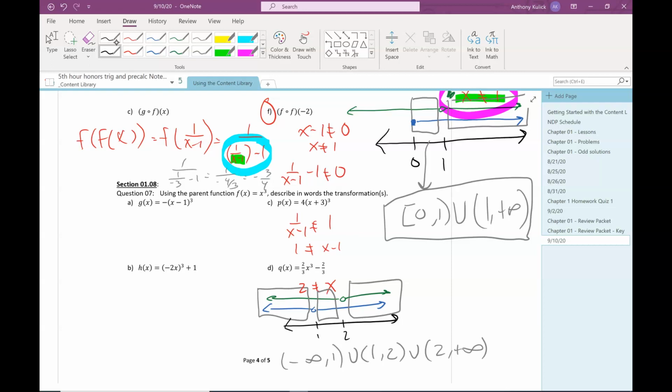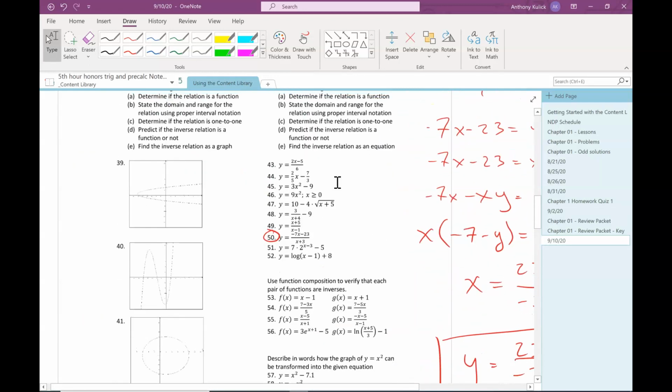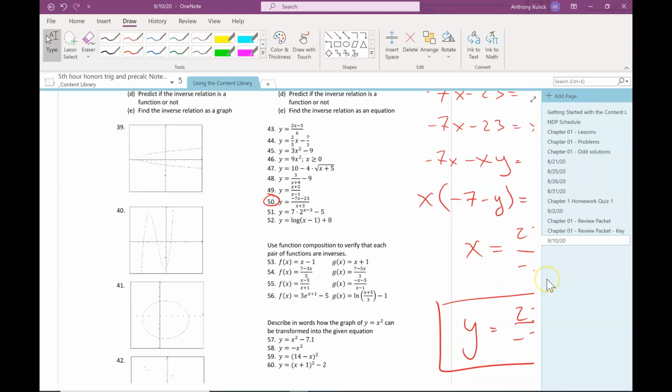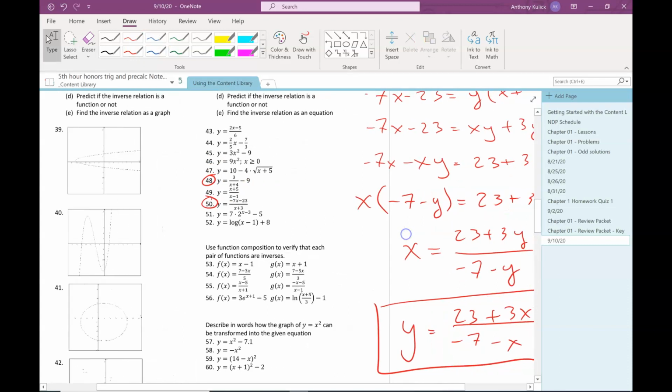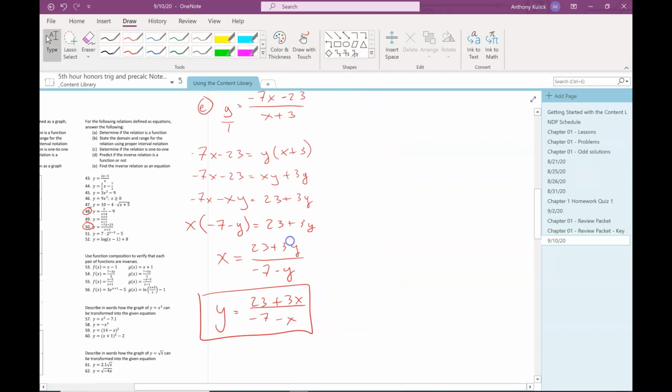Josh. 48 from the homework. Yes. Okay. Do we need to do the whole 48, or are we just looking for, I mean, there's A, B, C, D, and E for this. Okay.